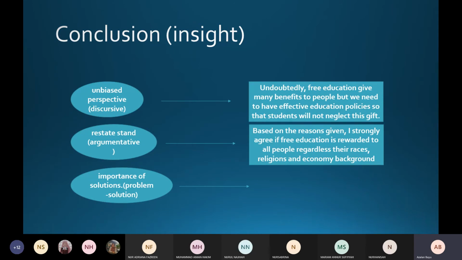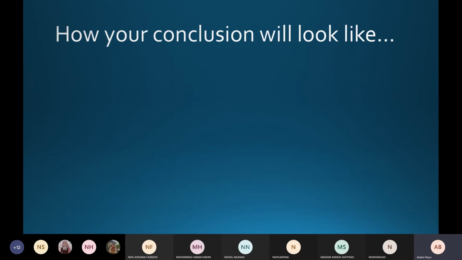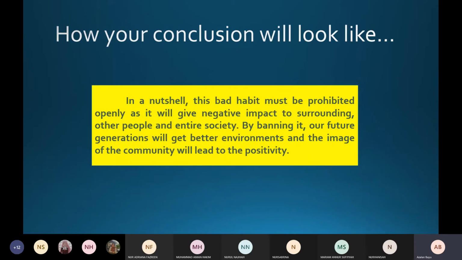Okay, and then kalau you buat problem solution essay, the insight will be like that. Based on the facts which have been mentioned, free education is the right answer for a better opportunity of our generation. Alright. Okay, bila digabungkan overall conclusion and also insight, dia akan jadi macam ni lah. In a nutshell, this bad habit must be prohibited openly as it will give negative impact to surrounding other people and entire society. By banning it, our future generation will get better environment and the image of the community will lead to the positivity. Okay, something like this. So 2 ayat saja yang gunakan untuk conclusion.